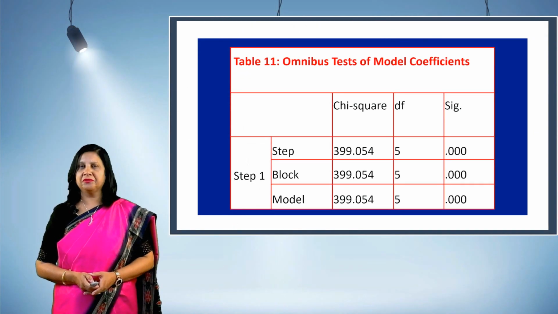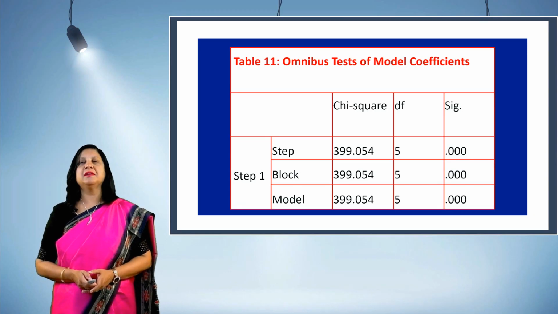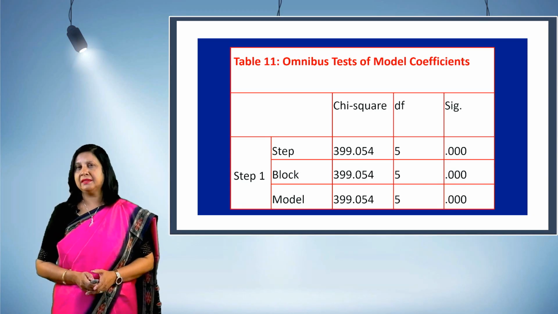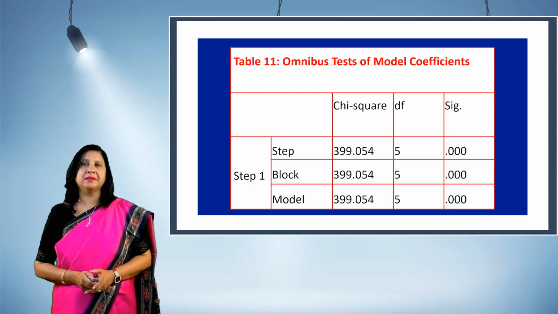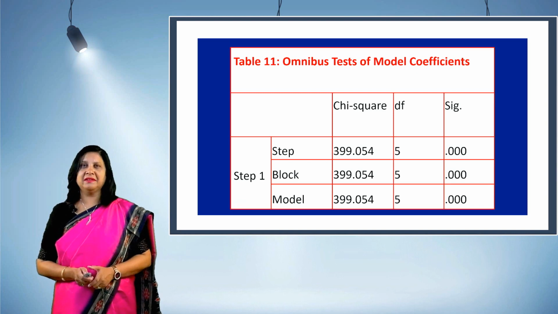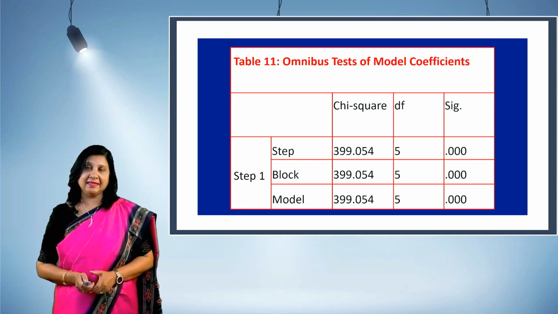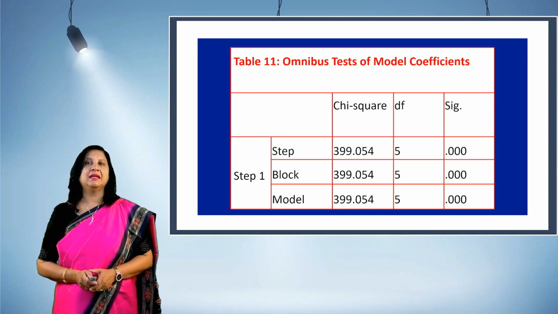Omnibus test of model coefficients. This tests whether a model including the full set of predictors is a significant improvement in fit over the null, that is, the intercept-only model. The results shown here indicate that the model fits the data significantly better than a null model.